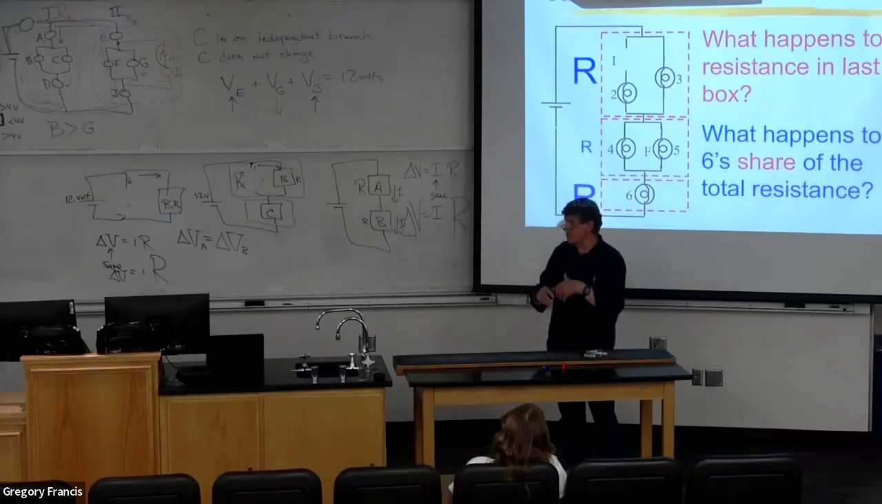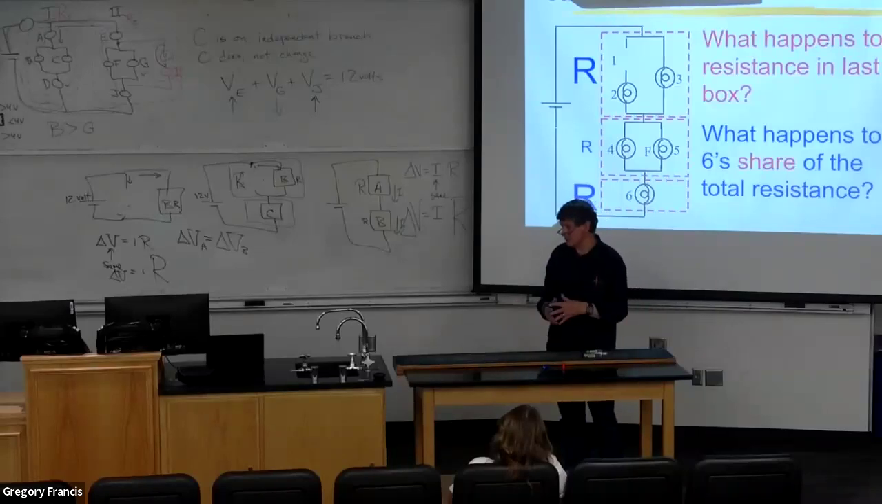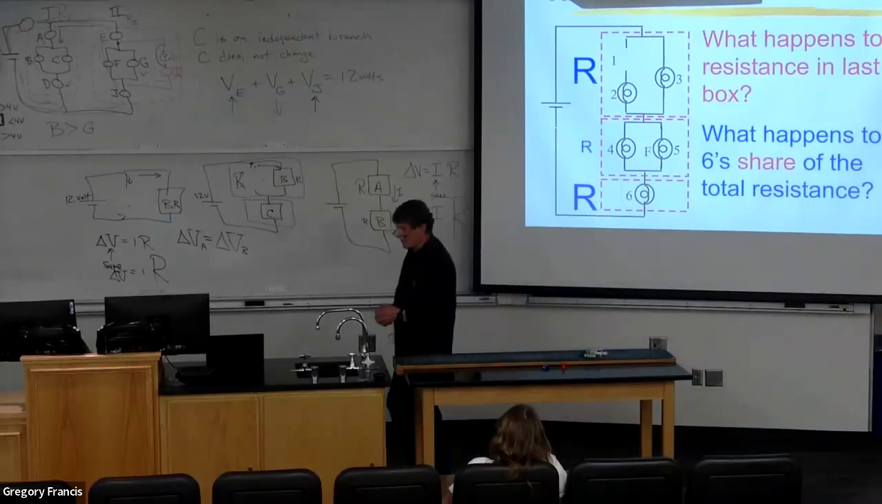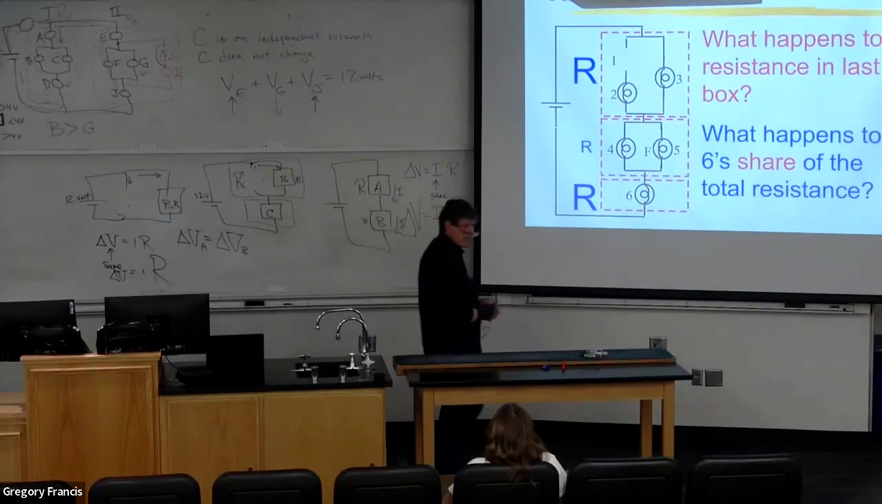So it's getting a bigger share of less current through the battery. So that's where I have to go to the voltage model. The current model will not tell me what happened to 3, but the voltage model tells me right away.